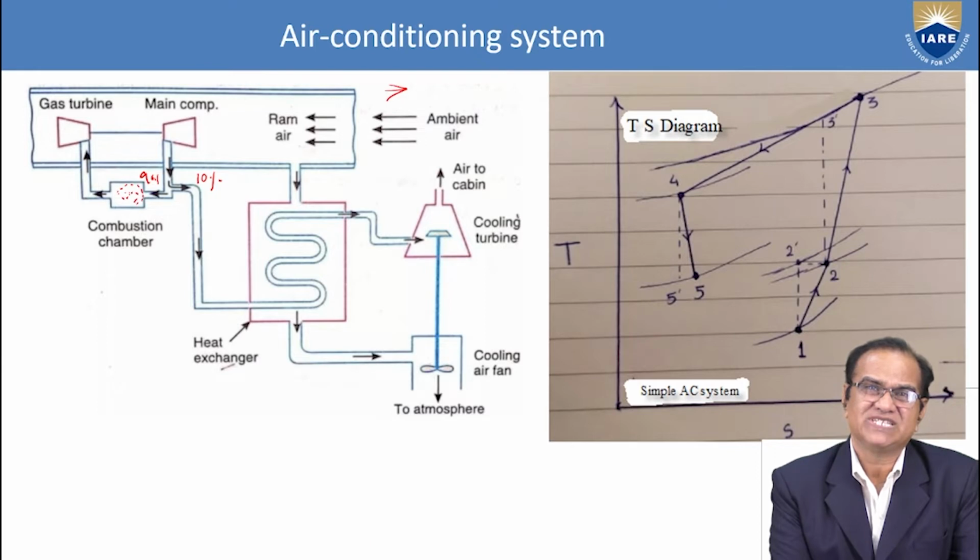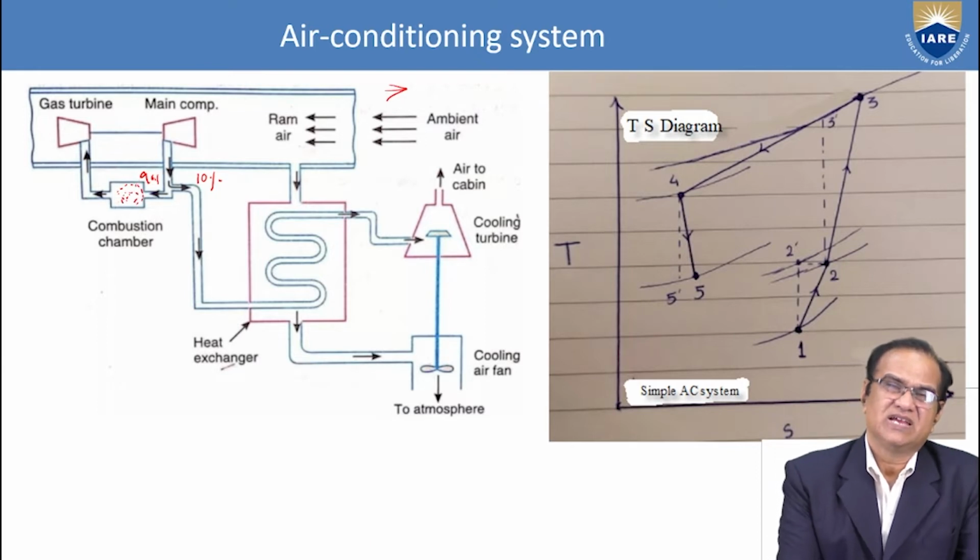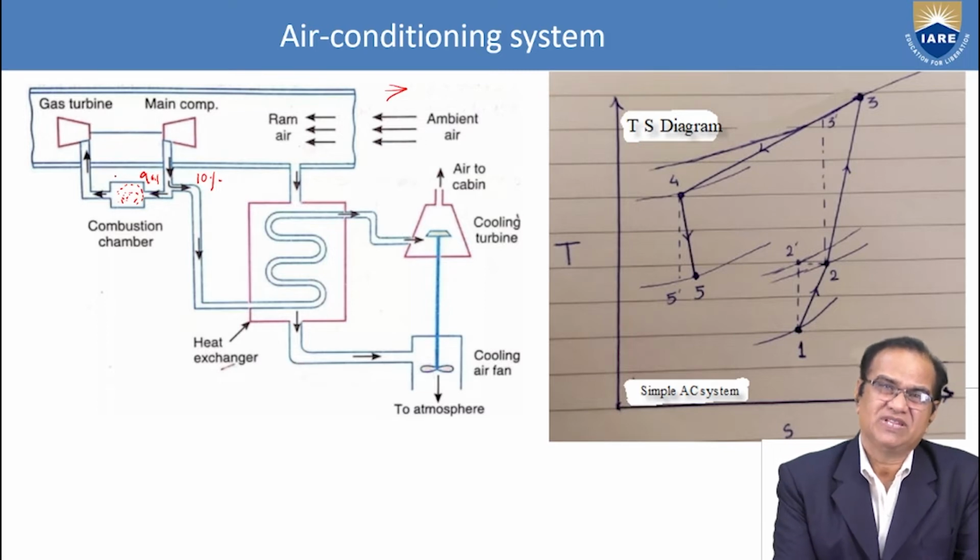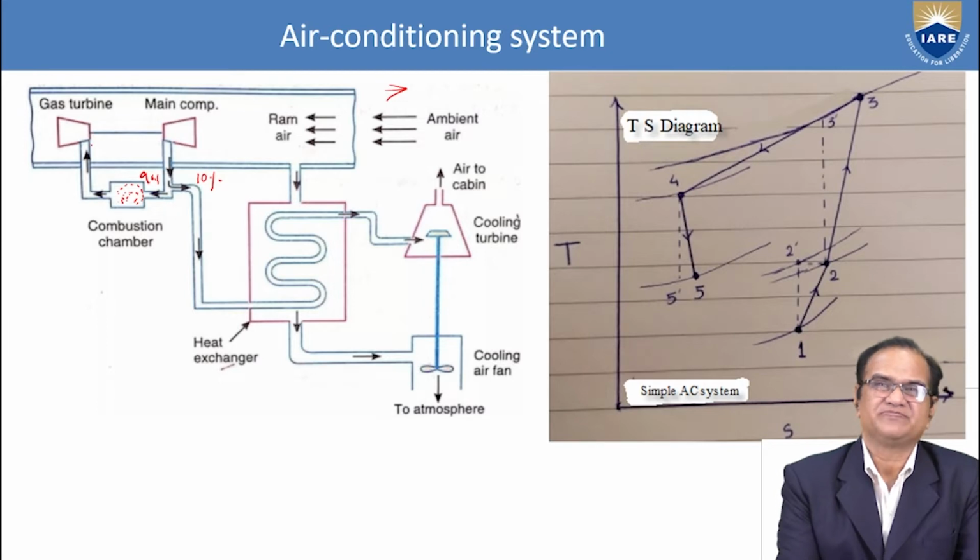Here the fuel is injected, and the high pressure air from the compressor enters here, and with the system we are injecting some fuel, and high pressure and high temperature gases are generated. These gases enter the turbine, and expansion takes place here. This expansion makes sure that this gas turbine engine is totally working.